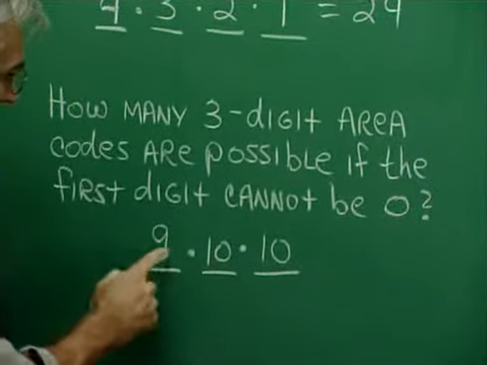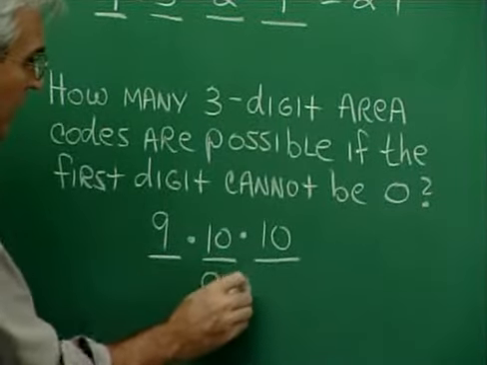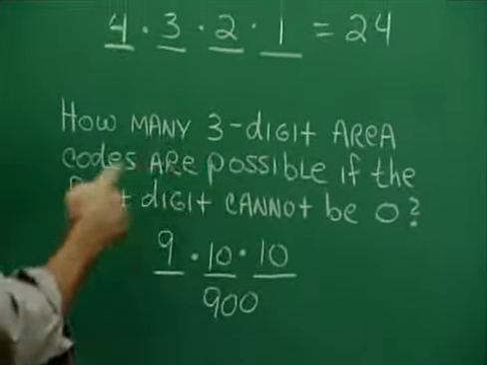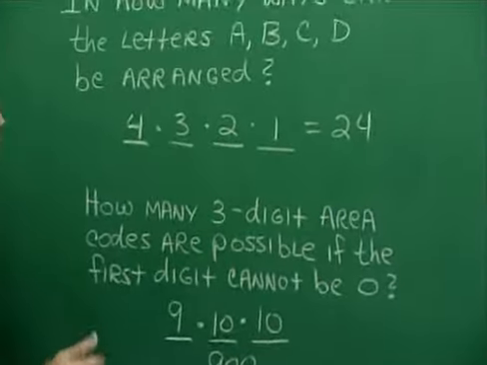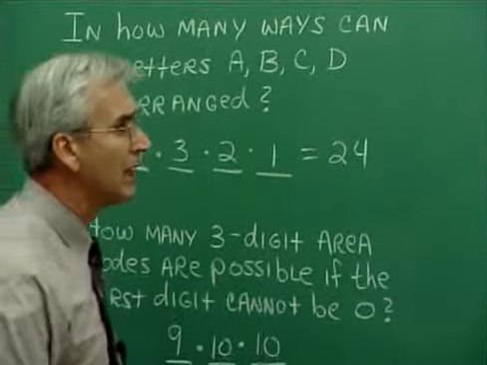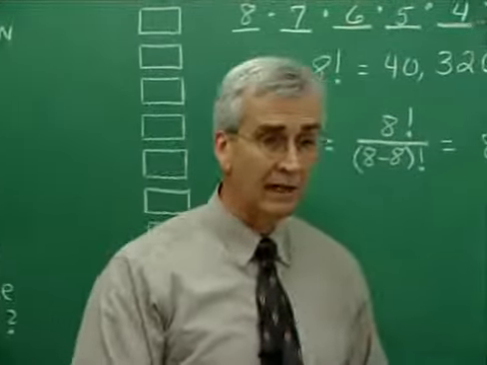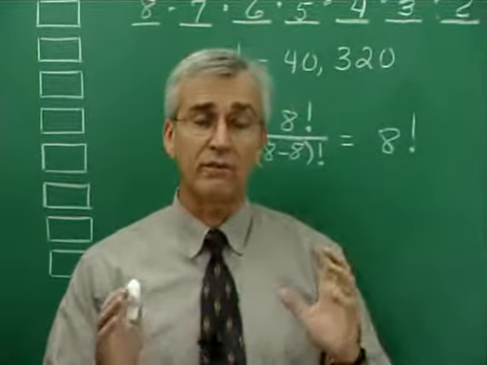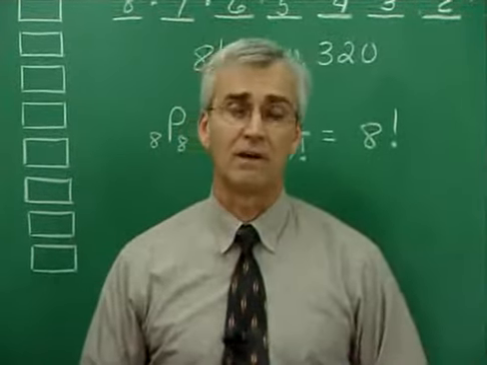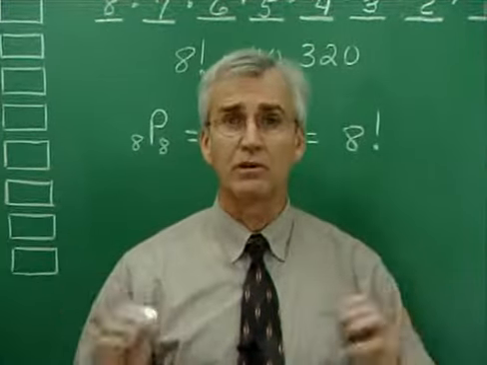10 times 10, 100 times 9, we have 900 possible area codes under this restriction. Let's return to the book problem for a moment. Let's suppose that we have these 8 books that we talked about earlier, and let's suppose that we have a bookshelf that can accommodate all of them.